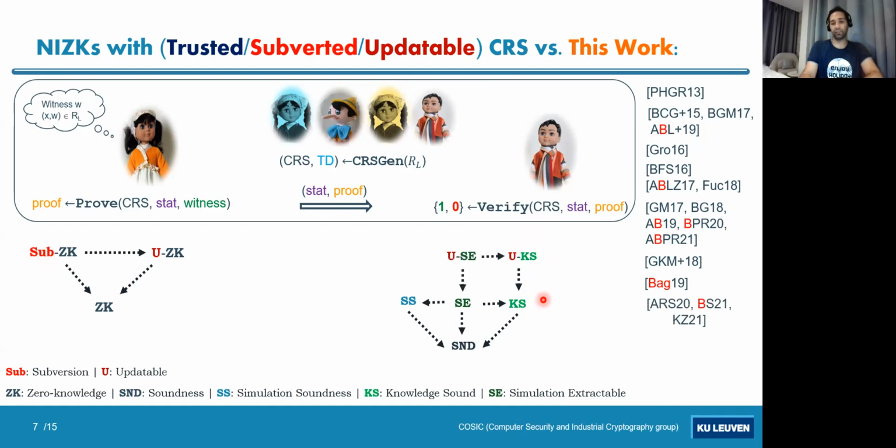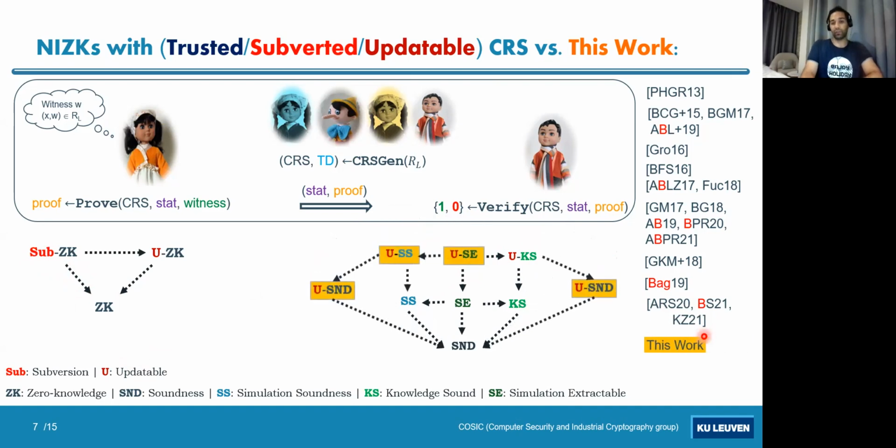This was amplified in follow-up results. Basically, they showed that we can achieve updatable simulation extractability even with subversion zero knowledge. But all of them are focused on SNARKs, which require some subversion resistance or updatable knowledge-sound SNARKs as an input protocol. I mean, these studies.